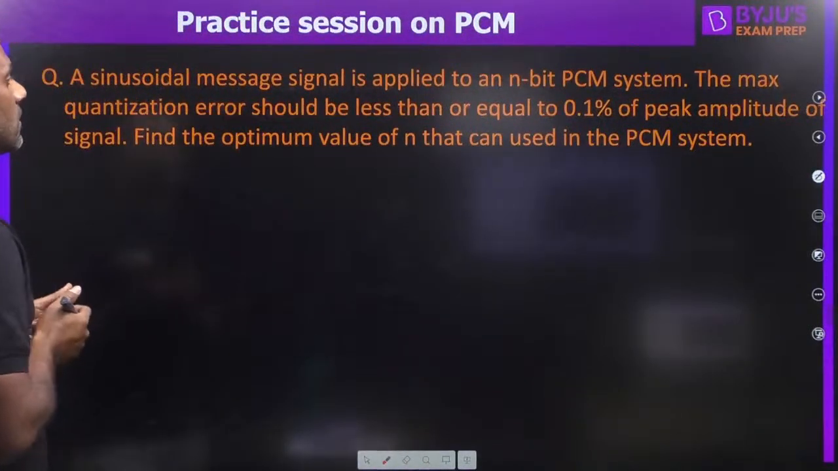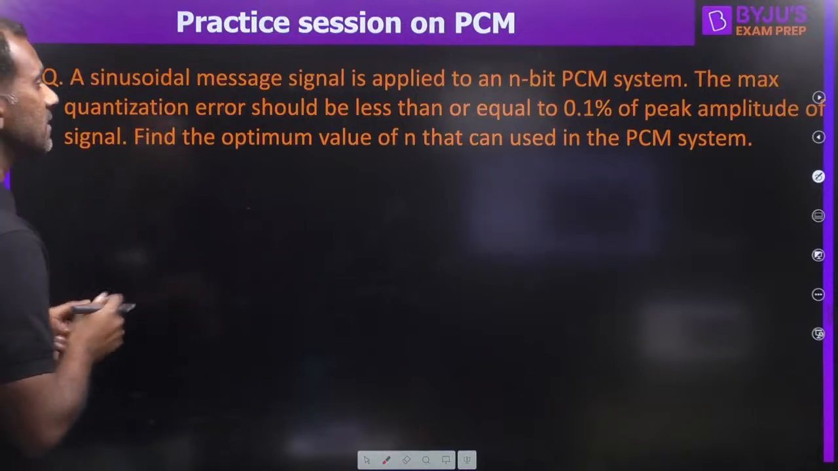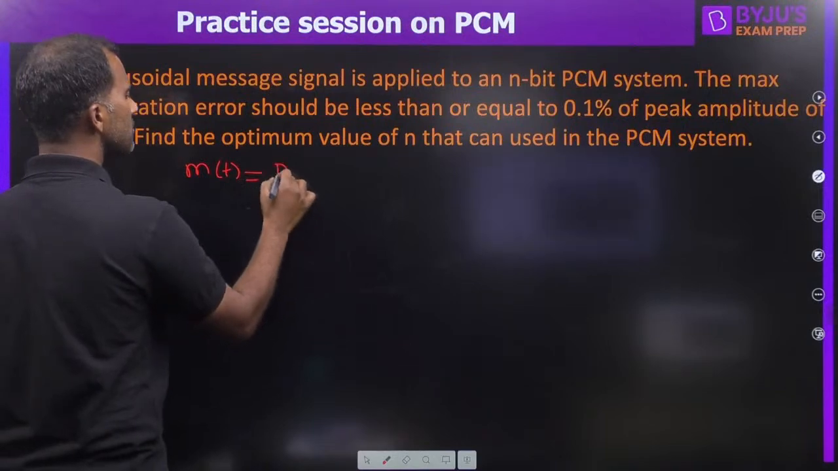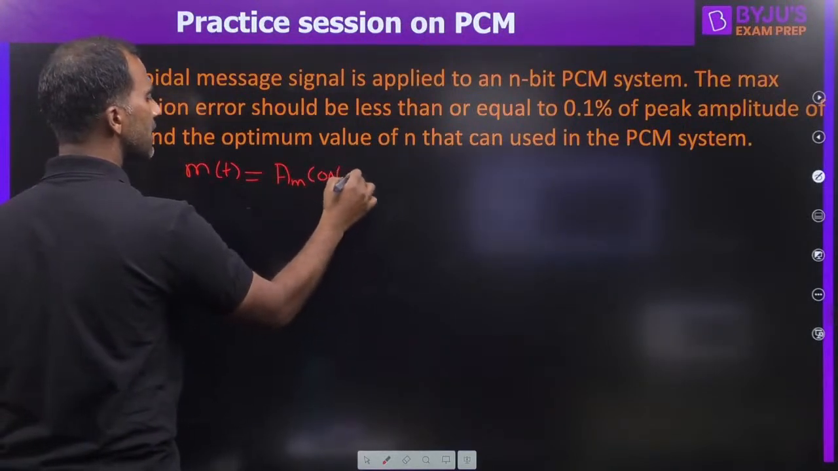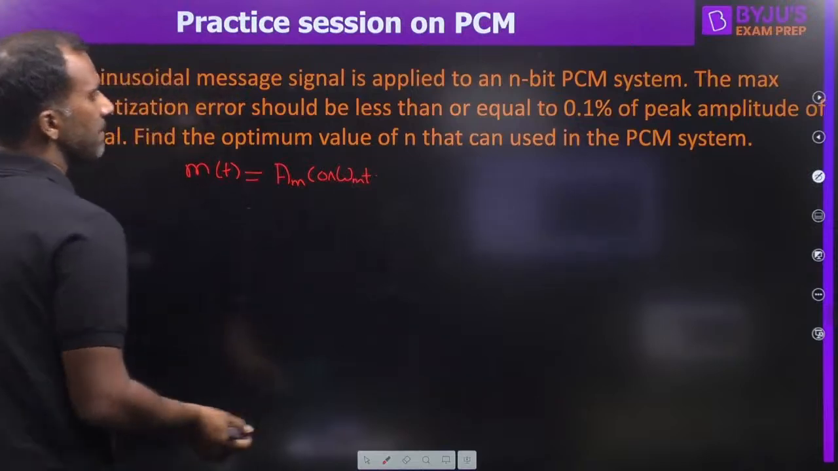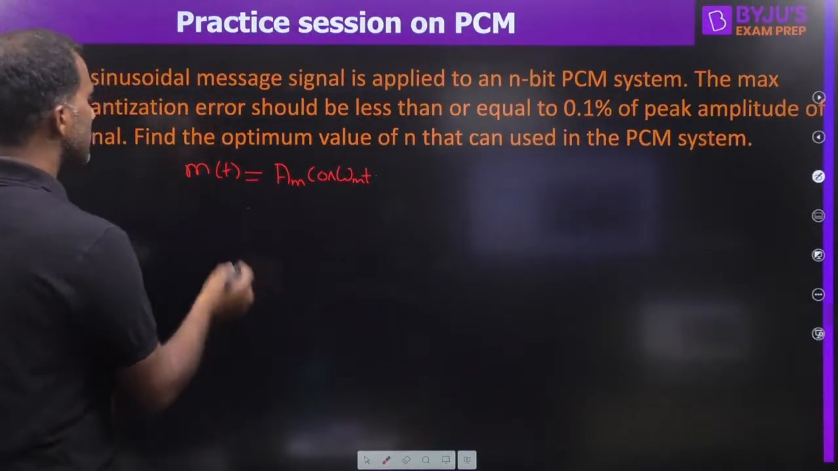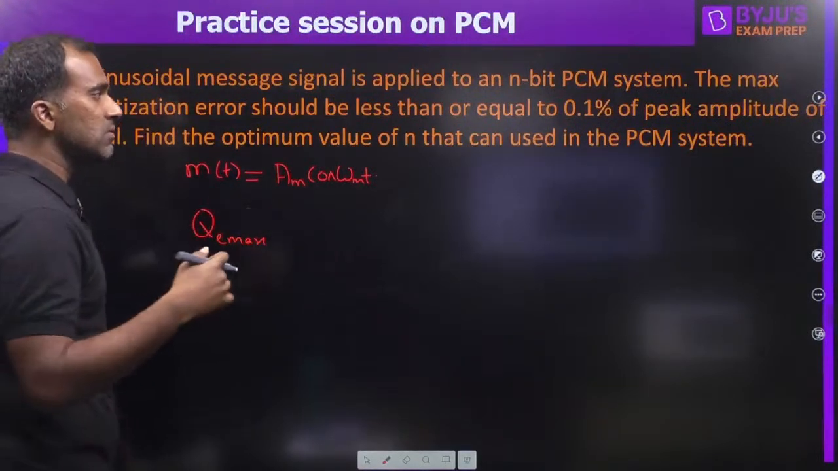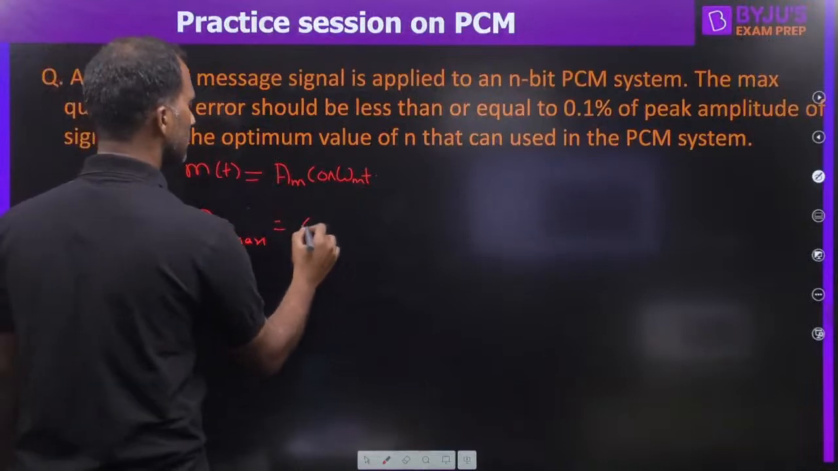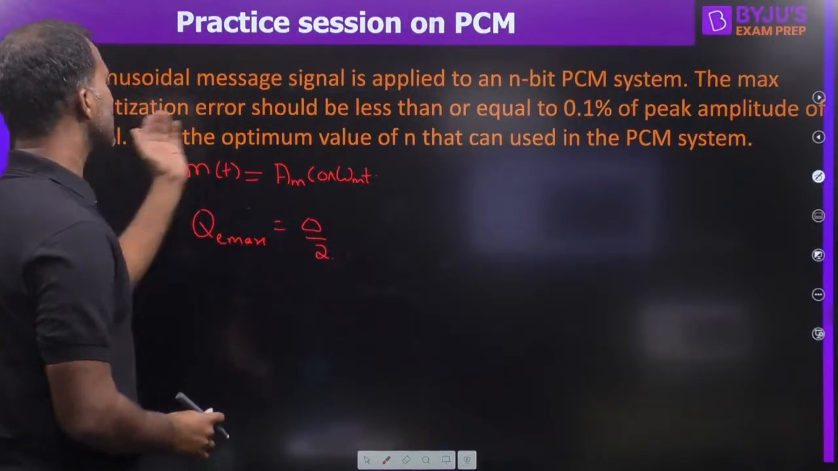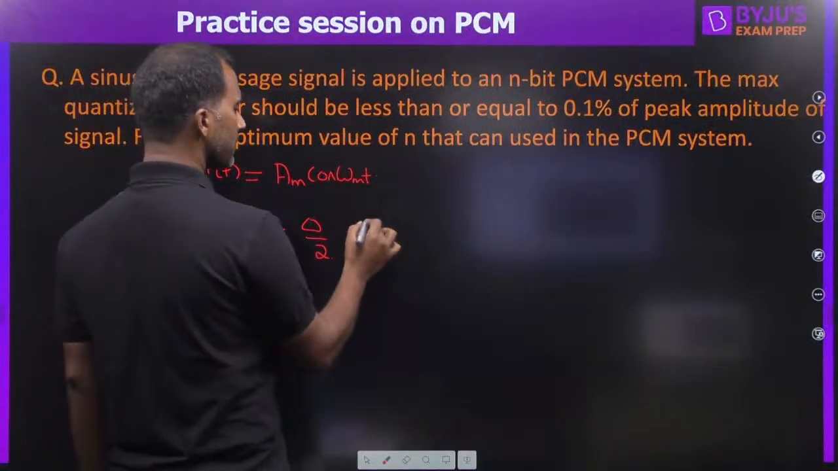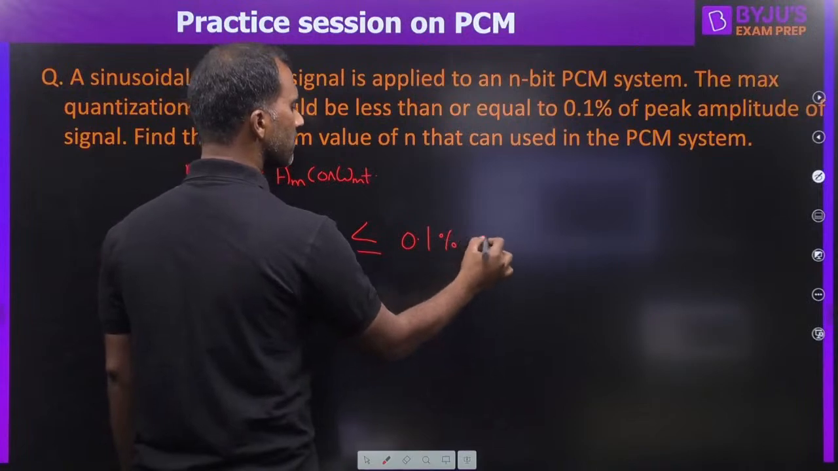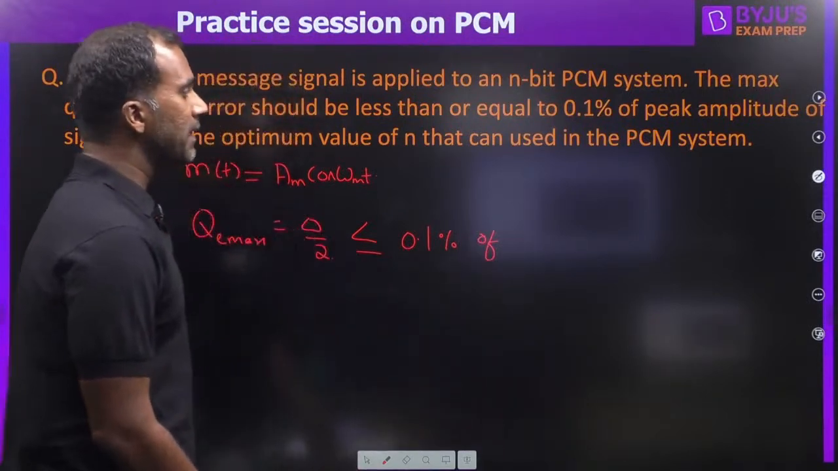A sinusoidal message signal. So they're saying that message is sinusoidal, which means you can assume that it is something like AM cos omega mt or AM sin omega mt kind of signal to an n-bit PCM system. The maximum quantization error, what are they saying about that? We know maximum quantization error is equal to delta by 2, correct? It is delta by 2. And what they're saying is quantization error should be less than or equal to 0.1% of peak signal amplitude, peak amplitude of the signal.